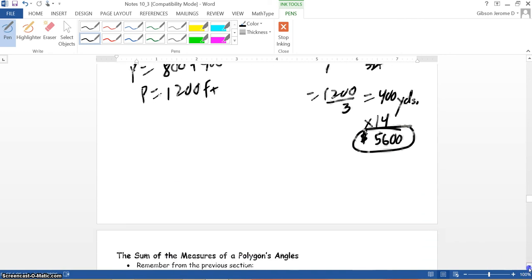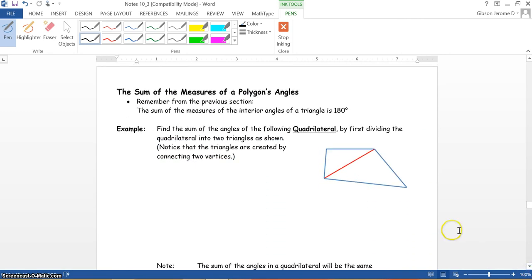Okay, now we come here. The sum of the measures of a polygon's angle. Remember from the previous section, the sum of the measures of the interior angles of a triangle is 180 degrees. Find the sum of the angles of the following quadrilateral by first dividing the quadrilateral into 2 triangles as shown. So we've divided this into 2 triangles, and we want to find the angles. Remember, the interior of a triangle is 180 degrees.